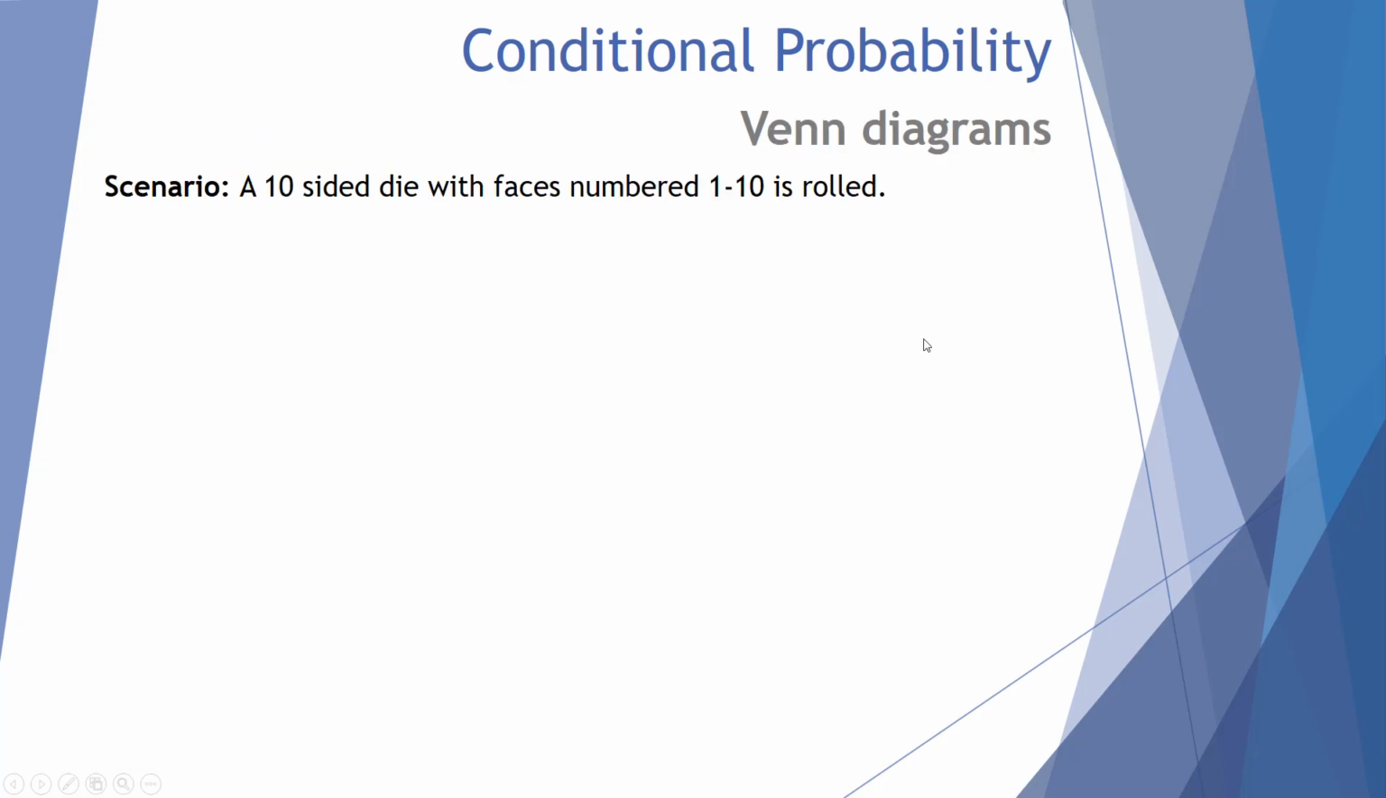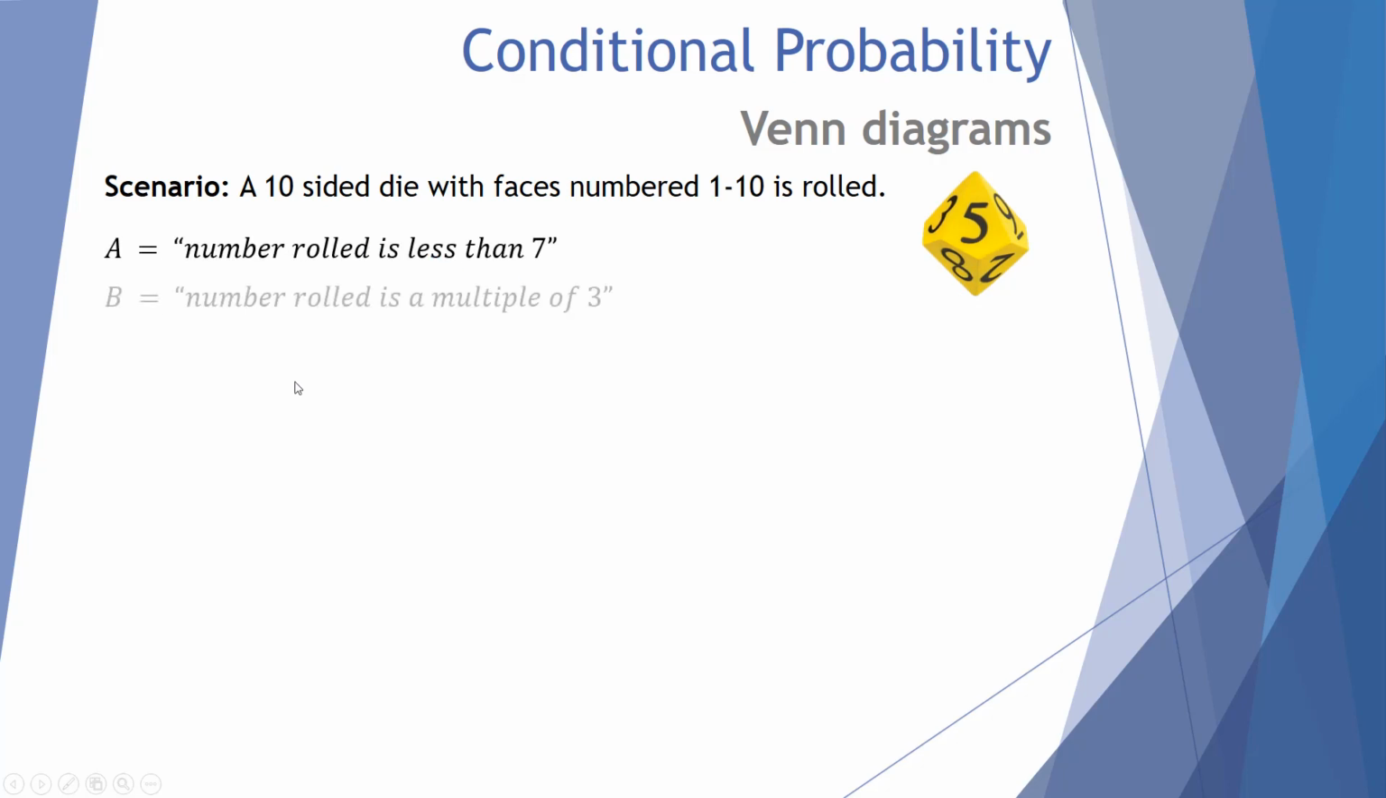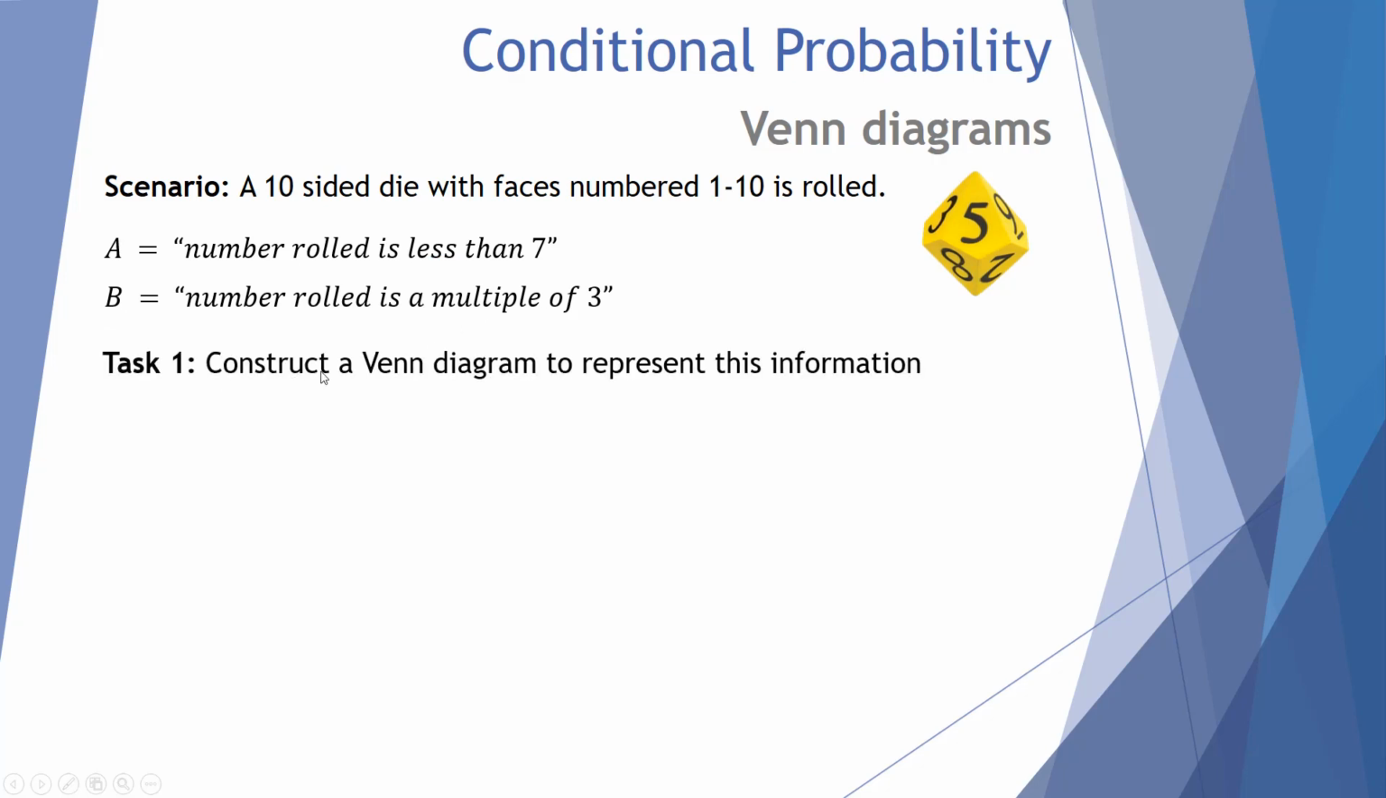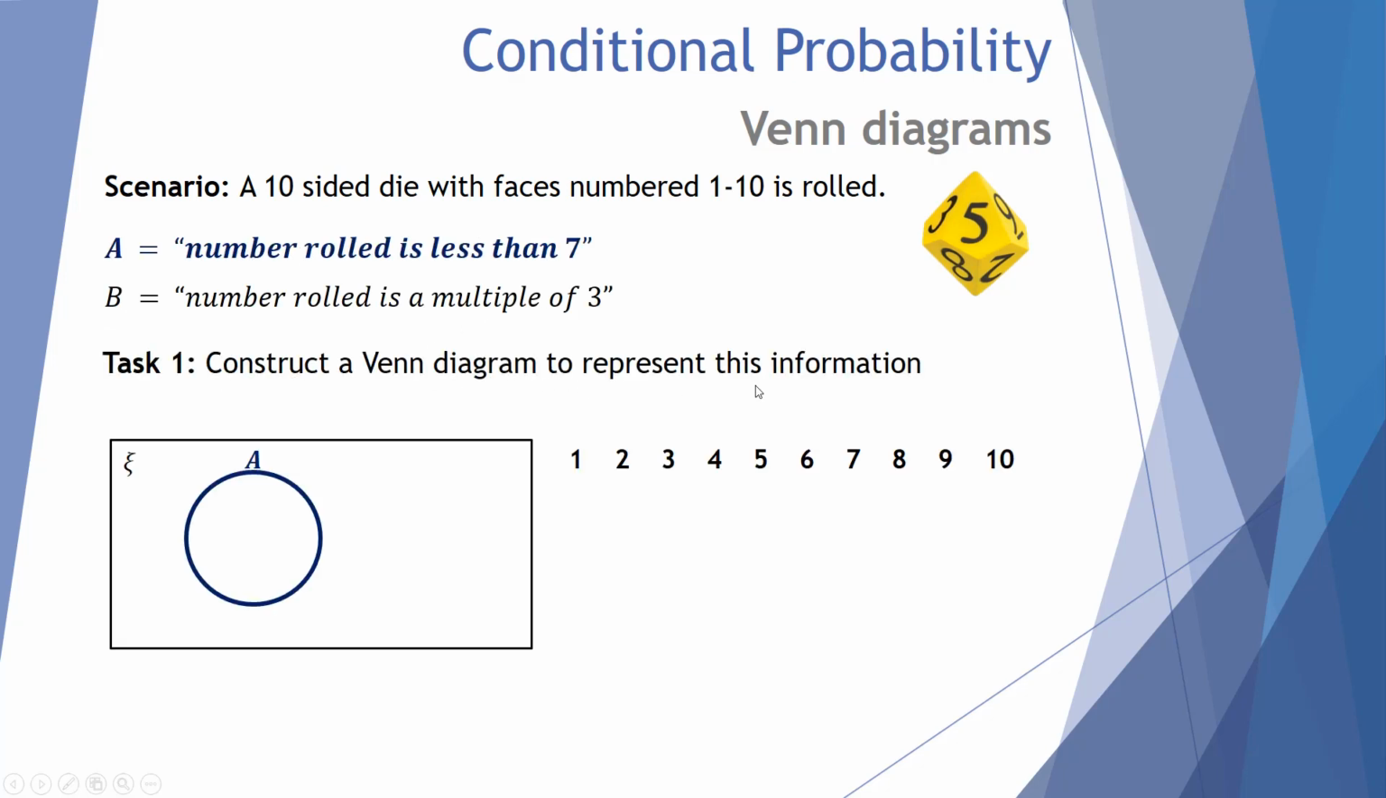Let's now look at a Venn diagram. So our new scenario, a 10-sided die with faces numbered 1 to 10 is rolled. So this is what a 10-sided die looks like. I wouldn't mind one of those. Bit of a novel looking object. So event A, the number rolled is less than 7. And event B, the number rolled is a multiple of 3. So task 1 is to construct a Venn diagram to represent this information.